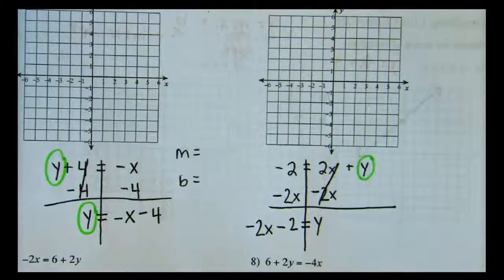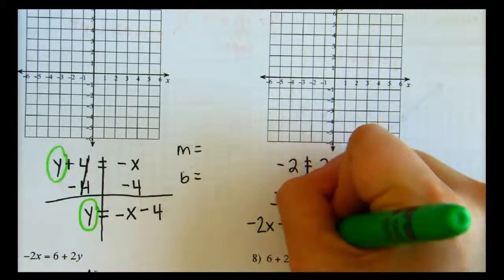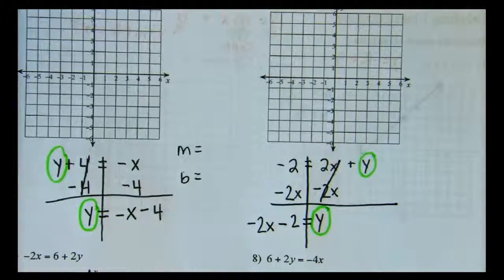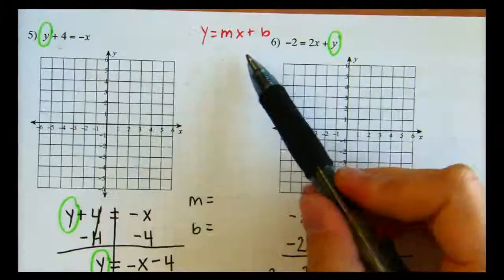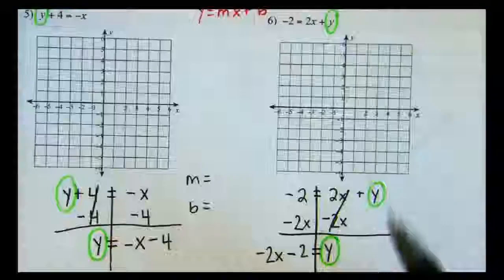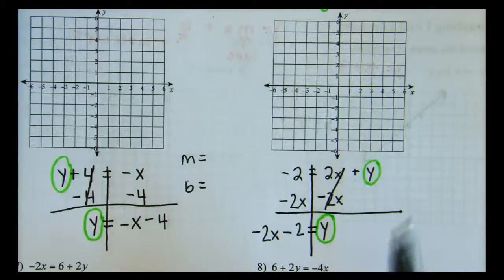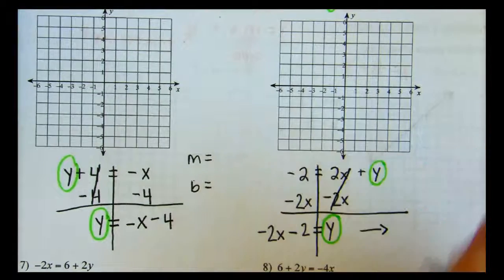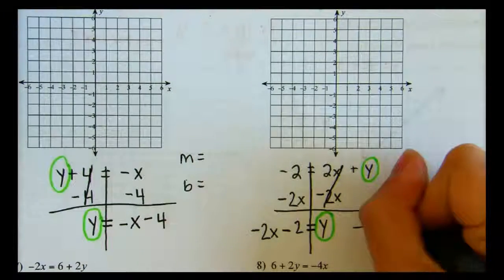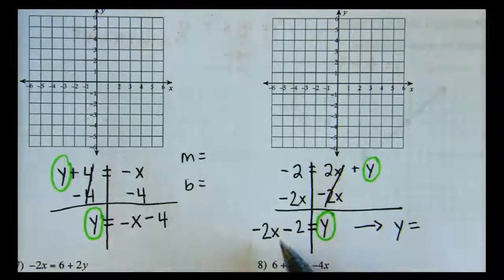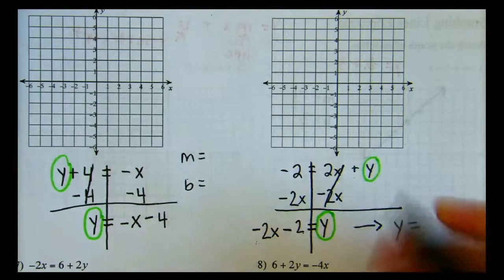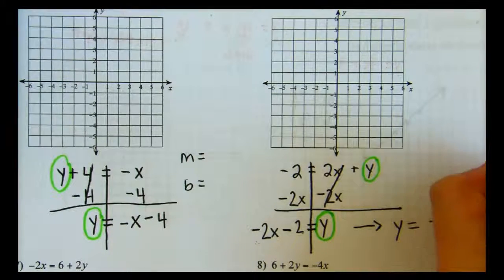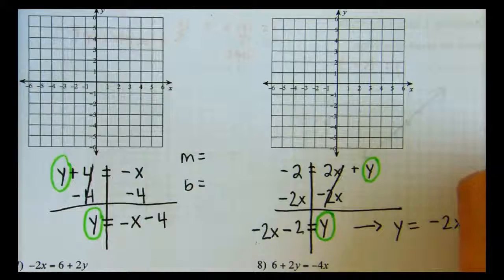Okay, so now my y is by itself. If I want to get this into y equals mx plus b form, so I want to have it in this order, all I have to do is just switch around my sides, keeping everything exactly the same. So that can become y equals, and I'm going to keep the other side just as it is, negative 2x minus 2.